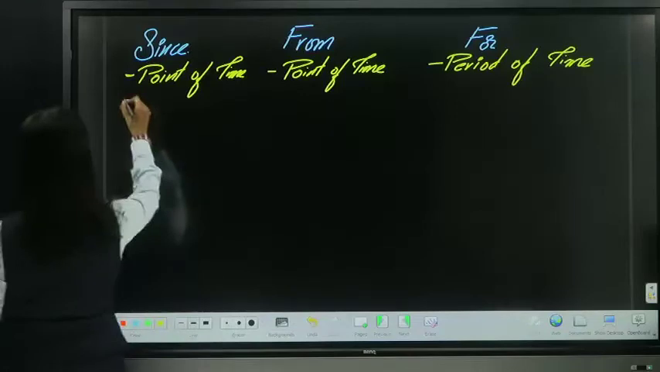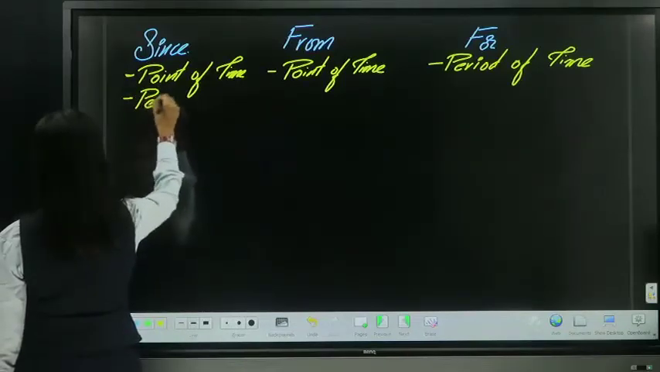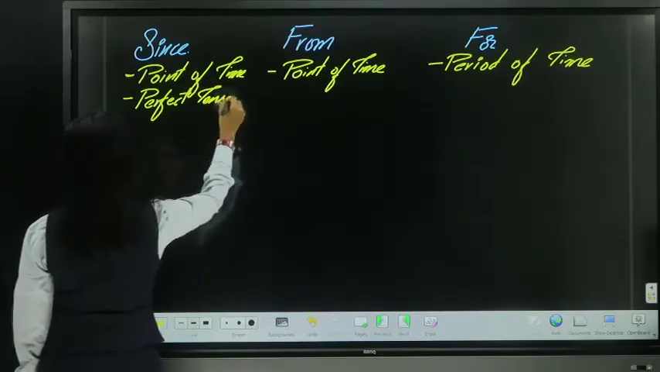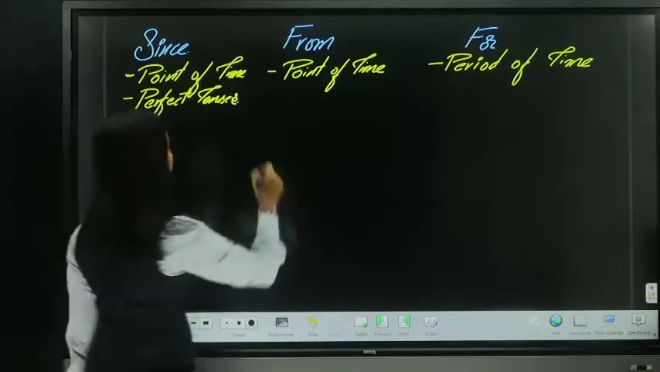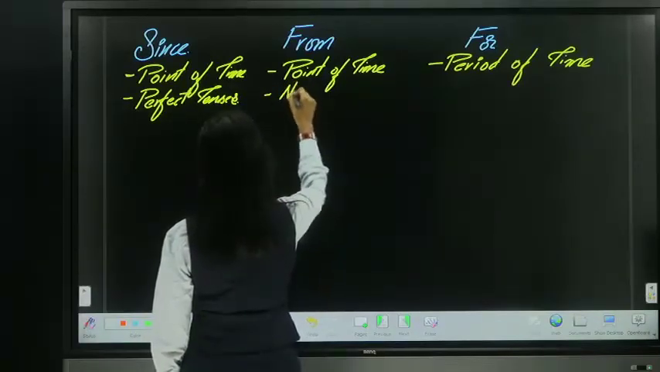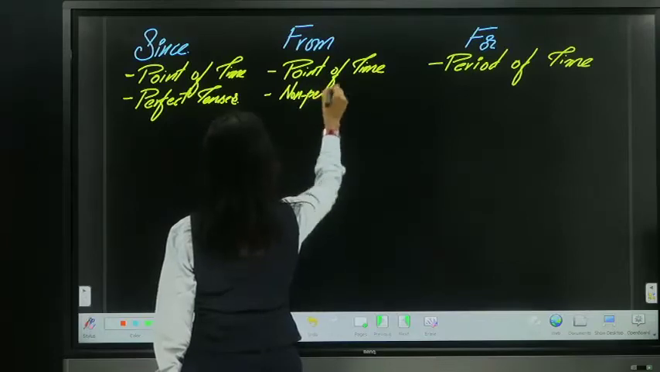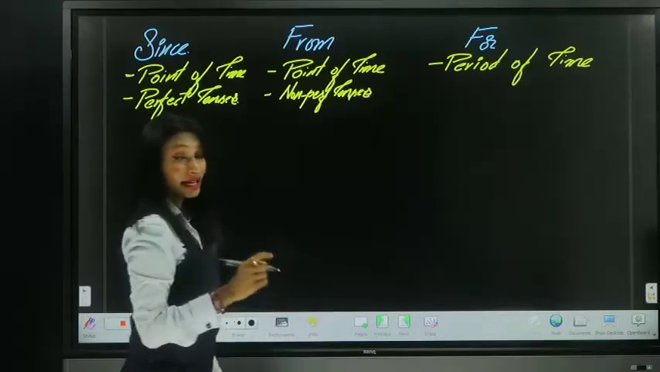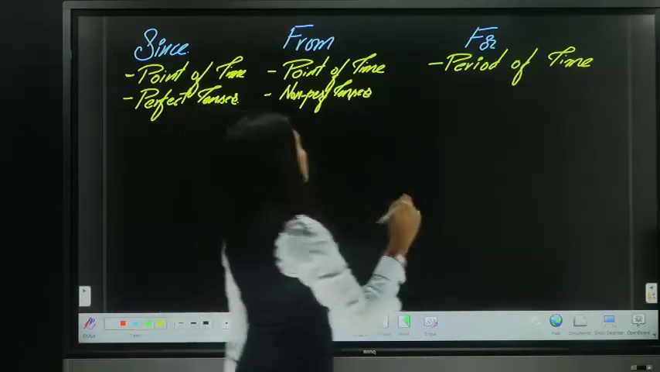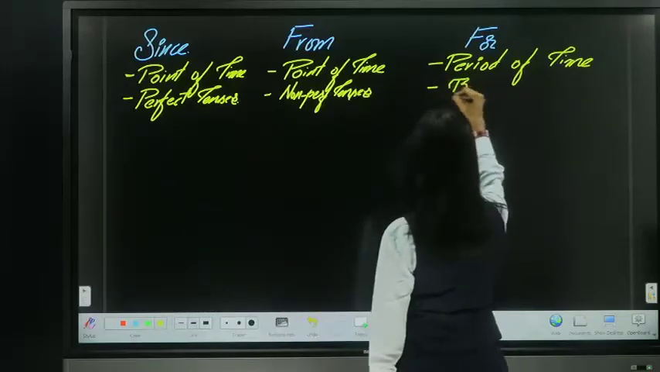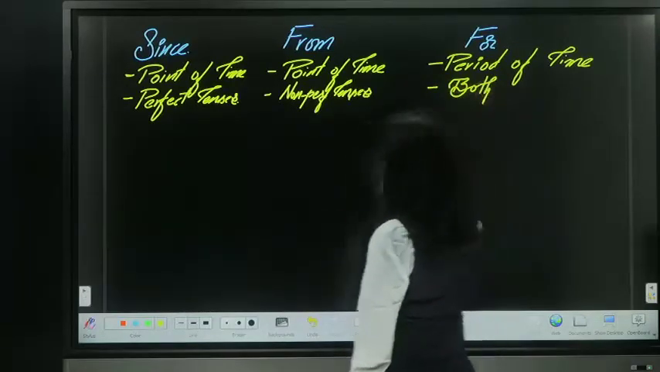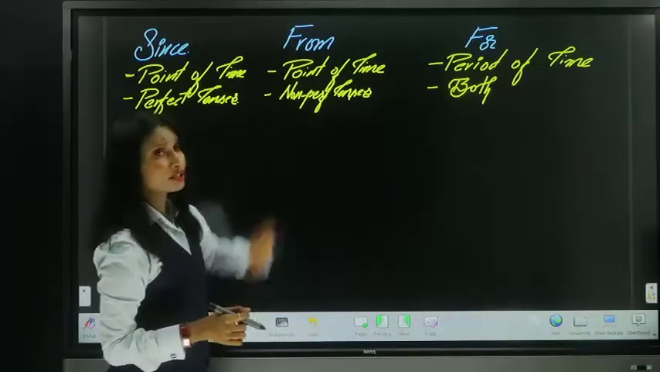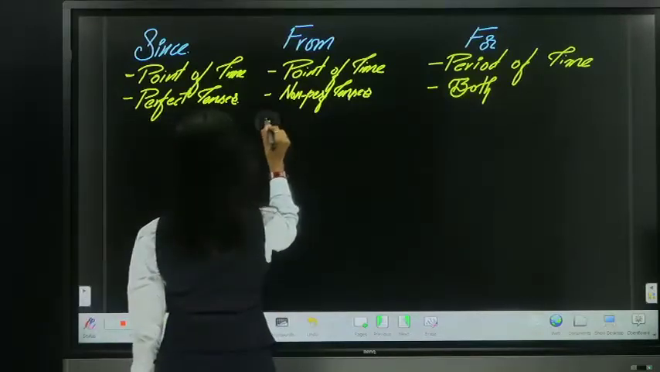Now, since is used with perfect tenses only, whereas from is used with non-perfect tenses only. That means only in indefinite and continuous tense, whereas for is used with both perfect as well as non-perfect tenses, right?